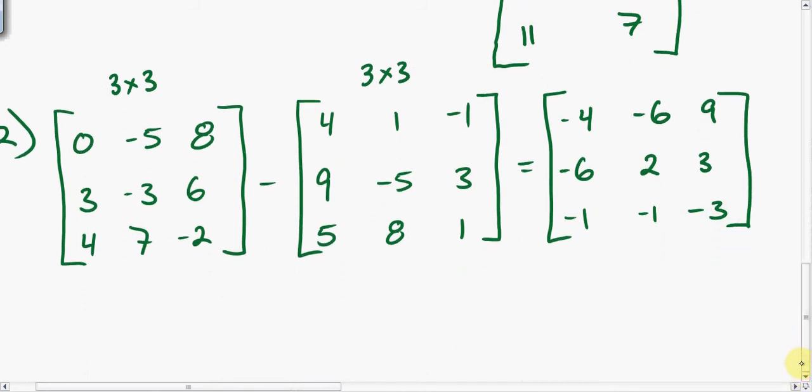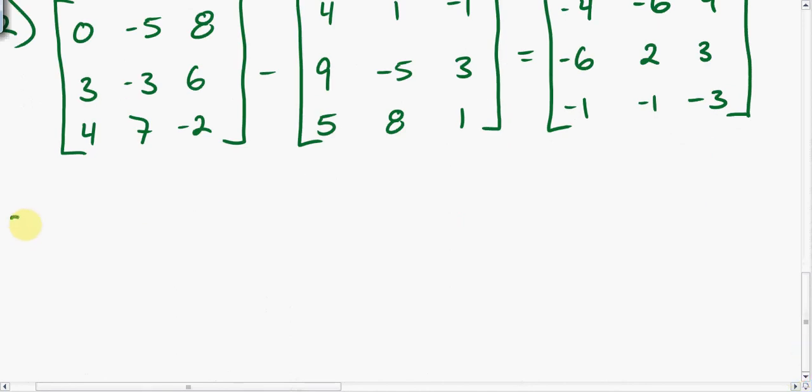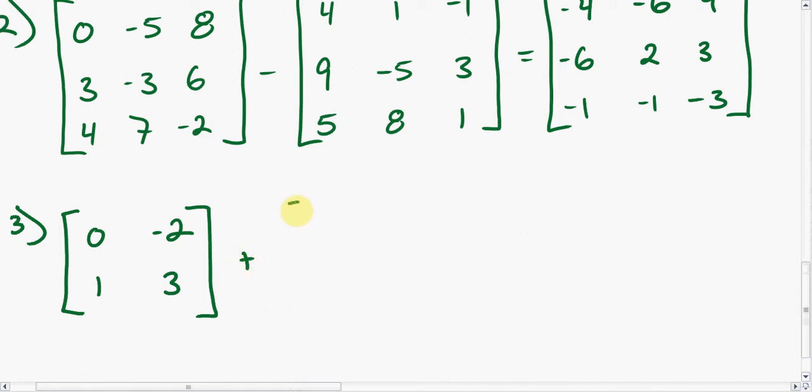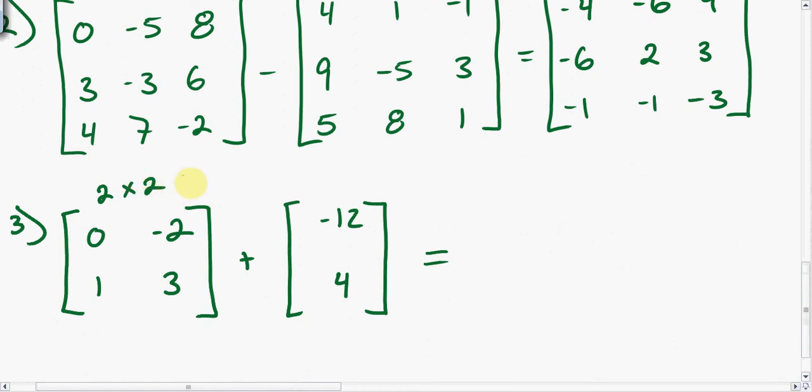Let's take a look at a third problem. We've got a 2 by 2 matrix here. So we've got 0, negative 2, 1, and 3. And we're going to add it to this matrix. What's the size? Well, as I said, we've got 2 rows, 2 columns, so it's rows by columns, or 2 by 2. What's the size of this matrix? We've got 2 rows, 1 column, so the size of this matrix is a 2 by 1.